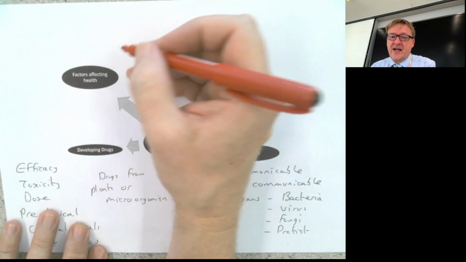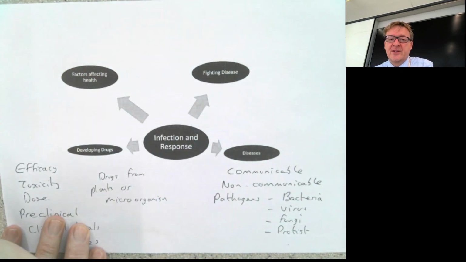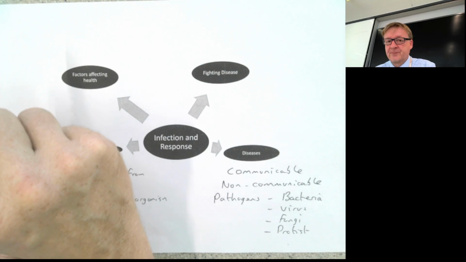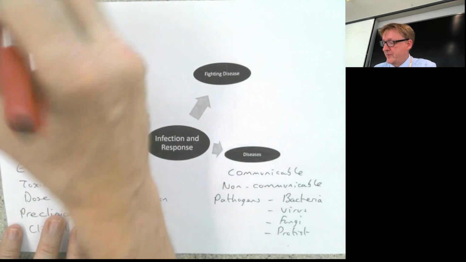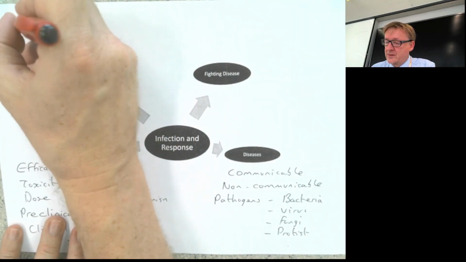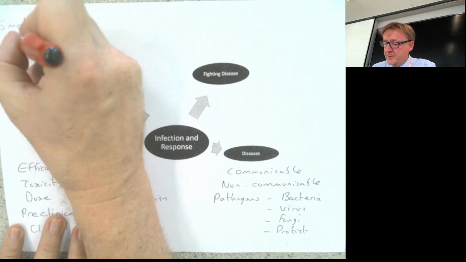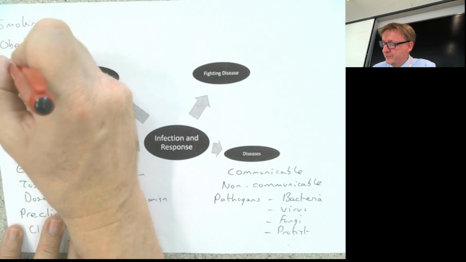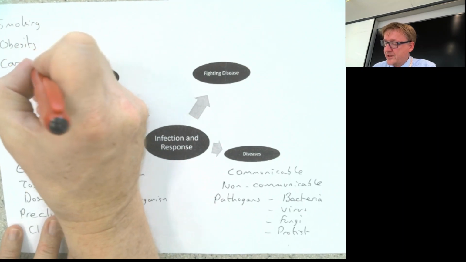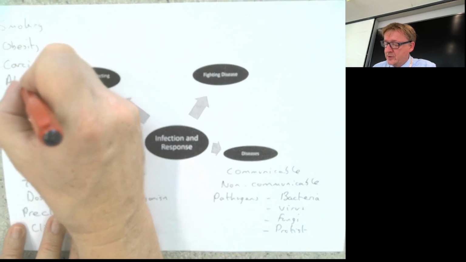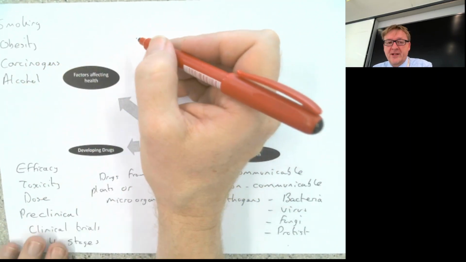Factors affecting health. Obviously health is ridiculously important. There are 4 main factors that affect somebody's health. They are smoking, obesity, carcinogens, and alcohol. Those are the 4 big groups.